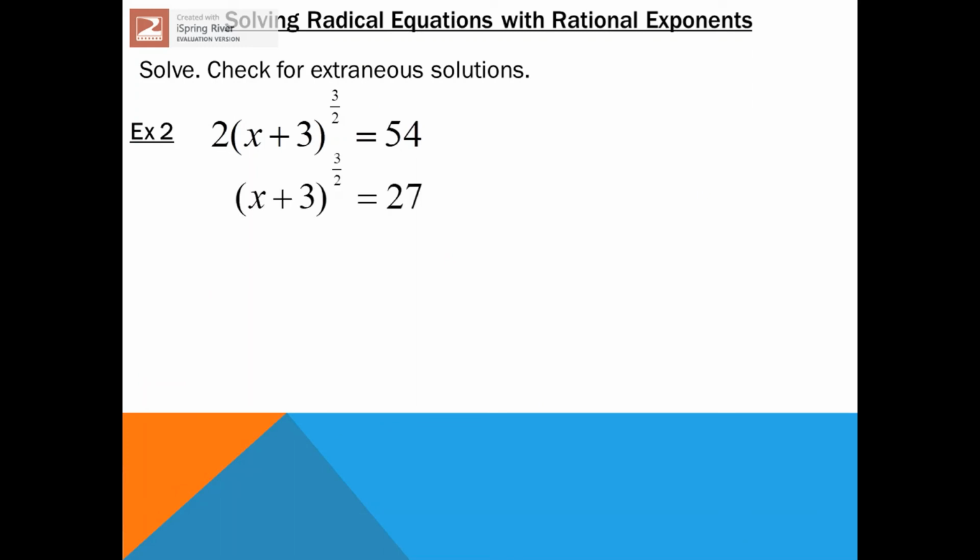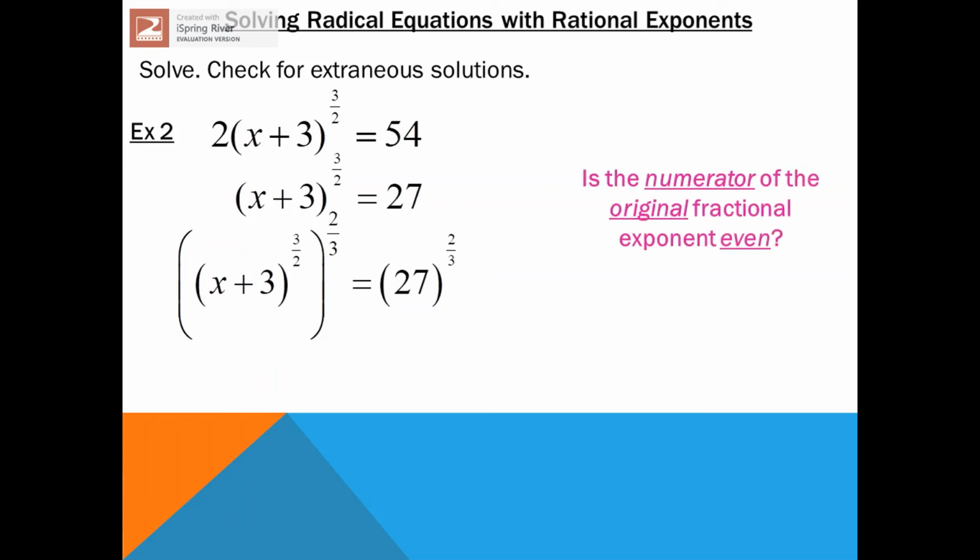Example number 2. Check for extraneous solutions. Are the parentheses by itself on the left side? No, so we need to divide by 2. So x plus 3 raised to 3 over 2 is equal to 27. Again, we have 3 over 2 in our exponent, so get the reciprocal of it. So we have 2 over 3 on both sides of the equation.